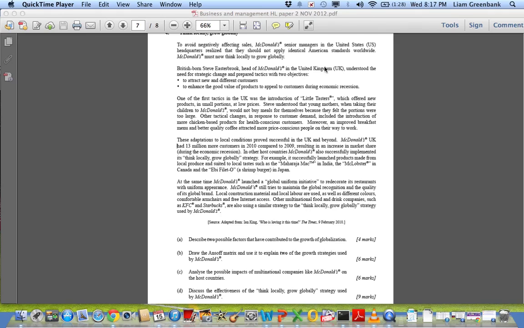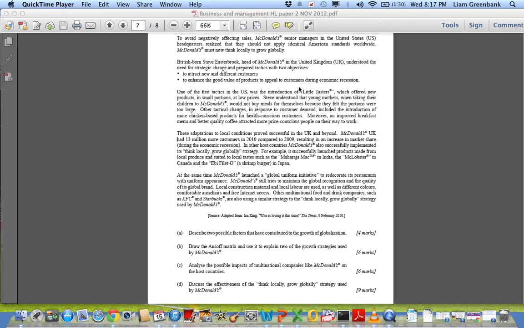So we've got the head of McDonald's in the UK, came up with some strategic change and tactics, two objectives: attract new and different customers, to enhance the good value of products to appeal to customers during a recession. So we can say the customers as the stakeholders here are being affected by the recession and are also being influenced by McDonald's new strategy to offer local cultural foods. So we've got two stakeholders already, the senior managers and the customers.